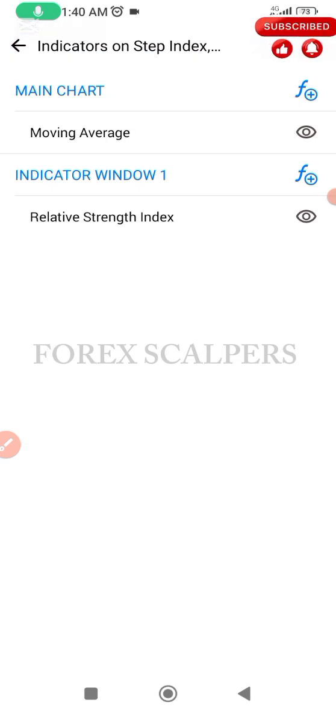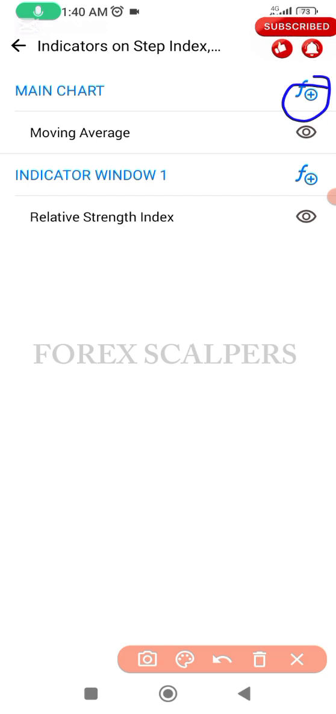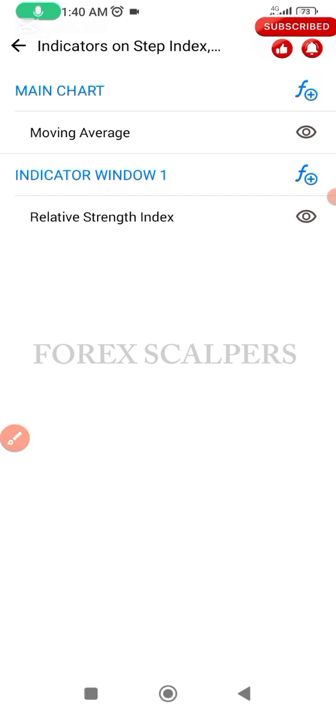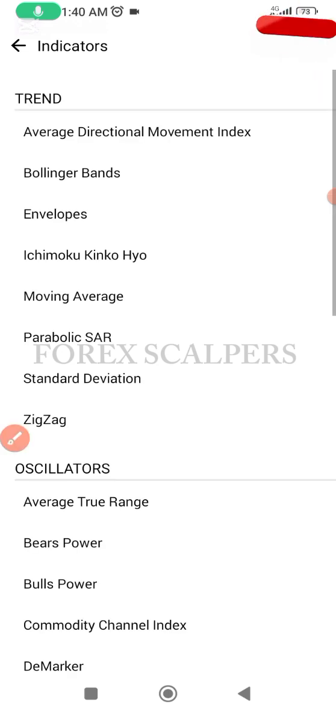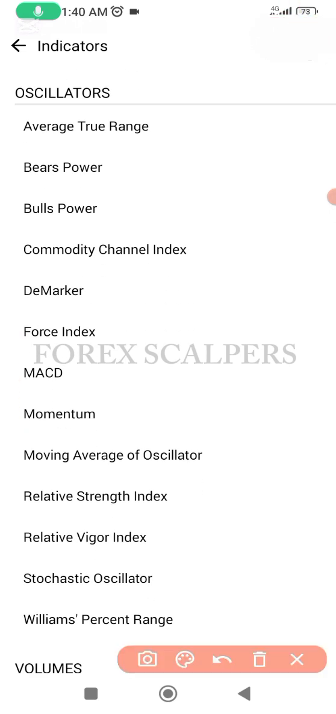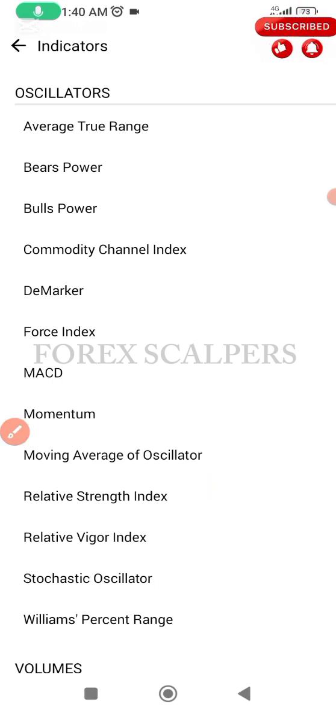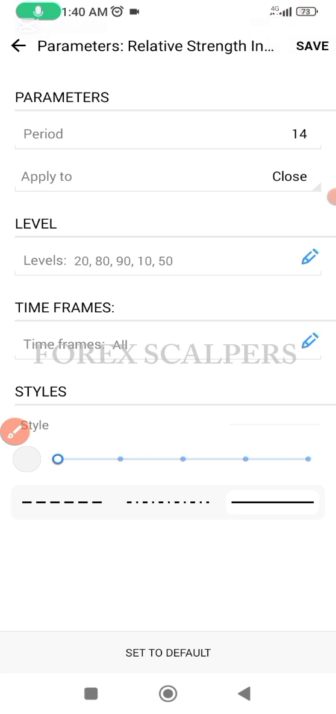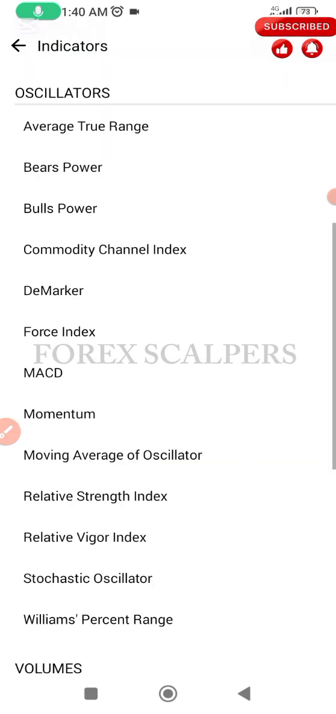Then you come to what? After you have done that, again, when you click on your chart again, you will select your RSI. So if I click here, it will take me to relative strength index. Okay, so I will choose my relative strength index. Look at it. Then if I tap on it, my relative strength index, you can see now, this is it. Then I'll do the setting and I'll click on save.